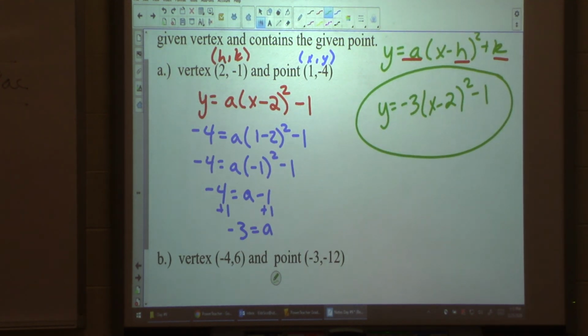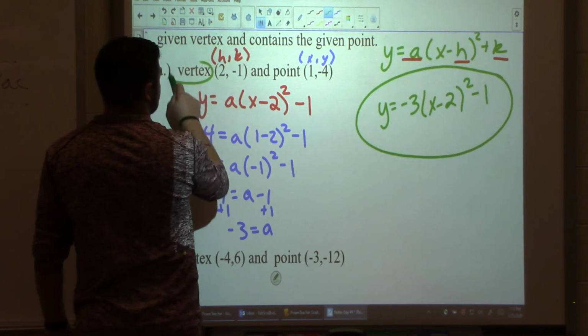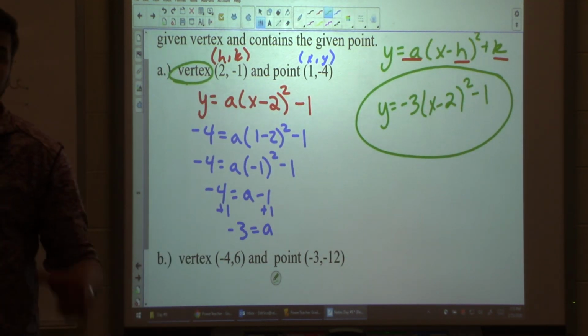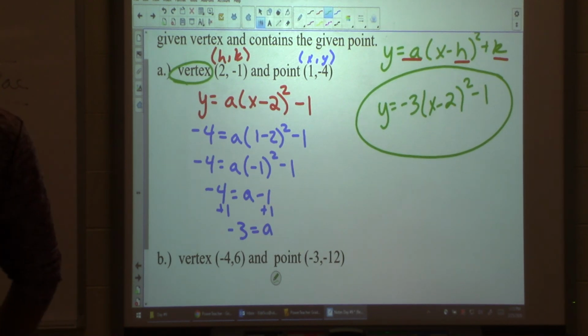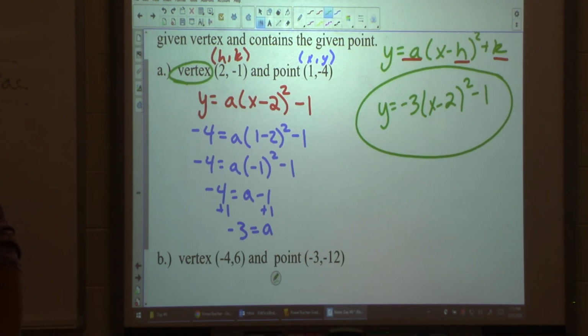Yes, Ange. Could you switch it around with the 1 and the 4 instead of h and k? We cannot, because h and k is our vertex. So that's only a point on the graph. The vertex is the only h and k. All right, does that make sense? Use both things they give you. They give them to you for a reason. All right, let's try another one together.